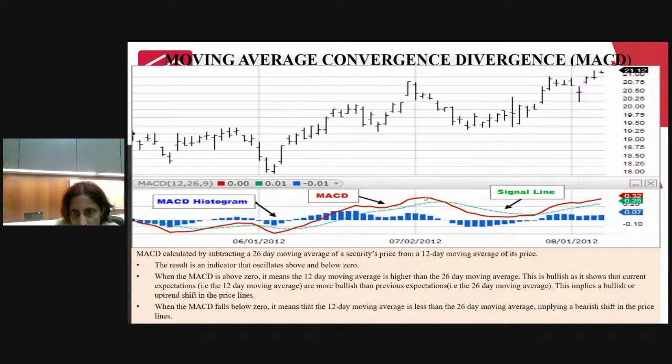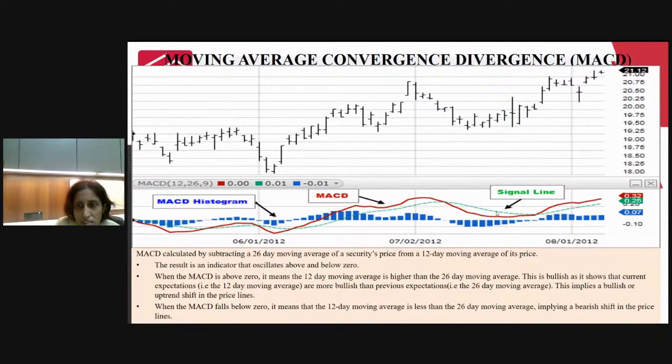The MACD oscillates below this zero line. And there is this signal line which you can see over here. A signal line is representative of a 9-day moving average of the MACD, which is usually plotted on top of the MACD indicator.